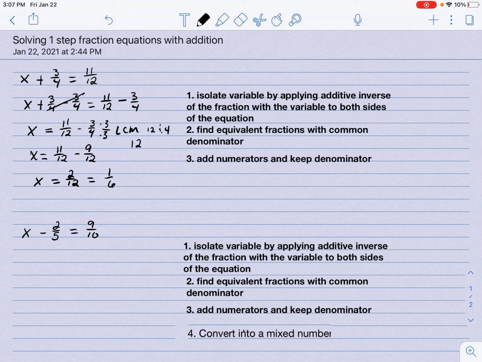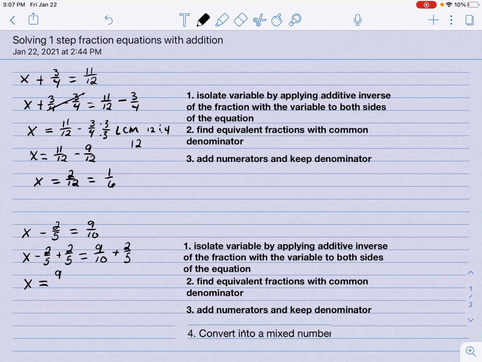Okay, another one. So we've got x minus 2/5 equals 9/10. So once again, we want to use the additive inverse of, now this is a minus 2/5, so it'd be a negative 2/5, so we want to add 2/5. Negative 2/5 plus 2/5 is going to be 0. What we do to one side, we have to do to the other. So we're going to add 2/5 on this side. Once again, on the left-hand side, we are left with x. So we've isolated the variable.